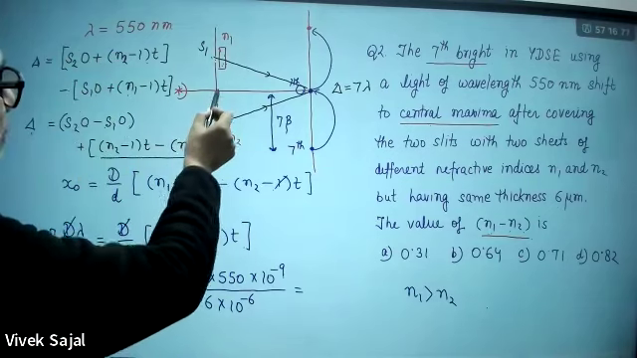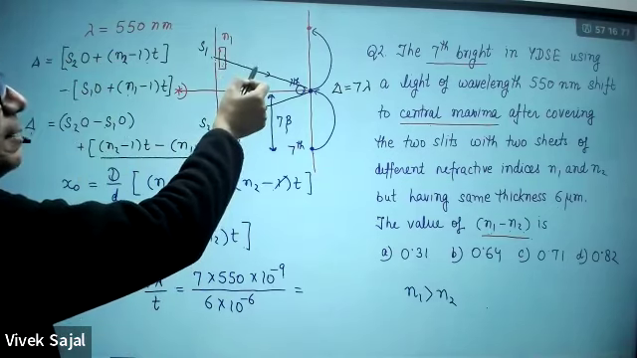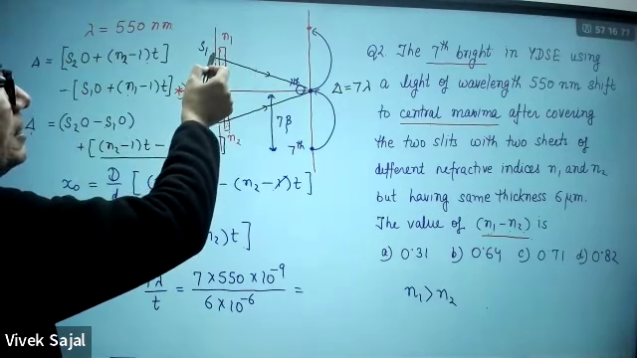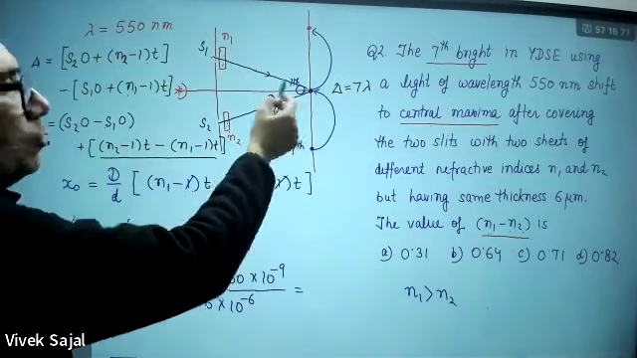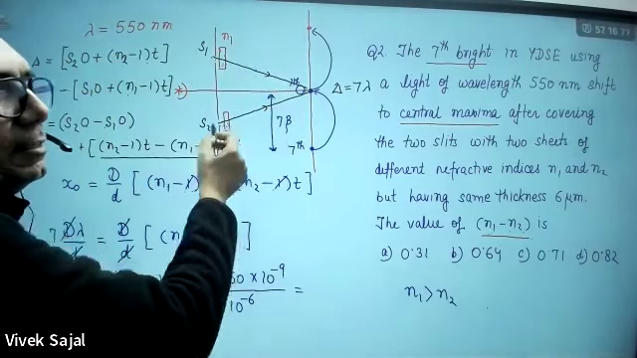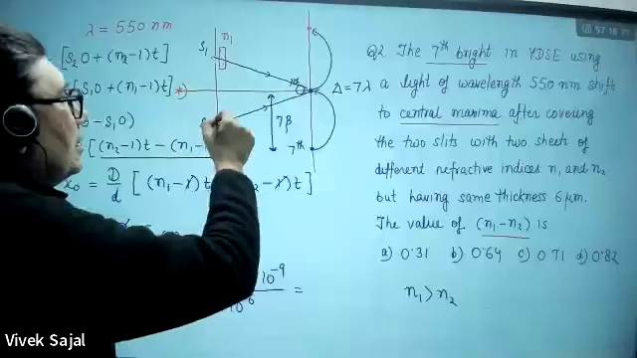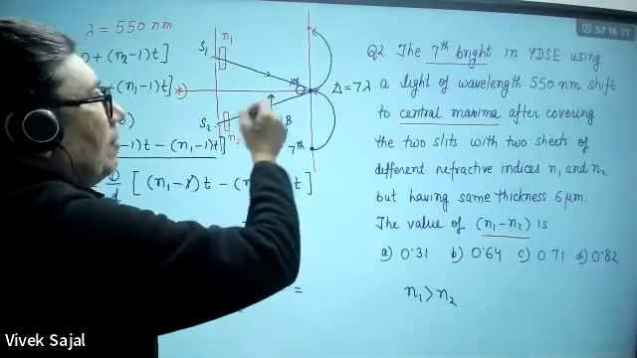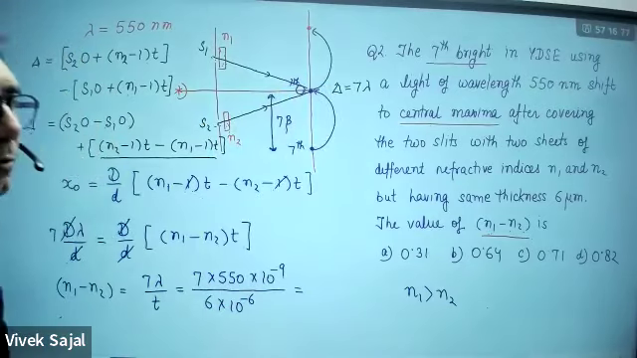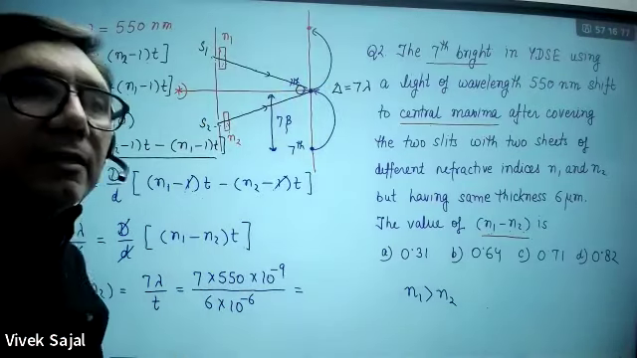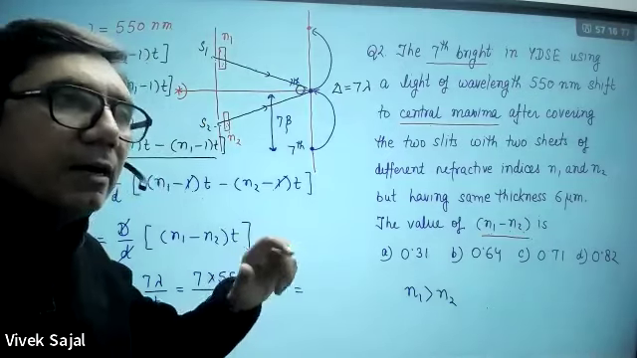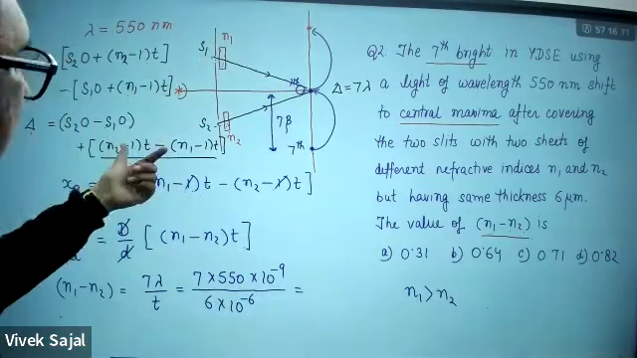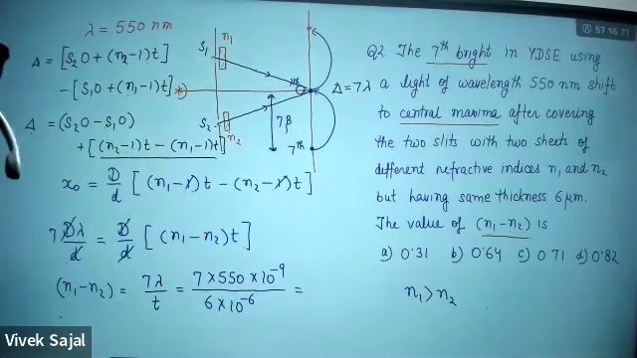So one glass plate is introducing extra path in this ray, in this wave S1 to O, and the second glass plate is introducing extra path for S2O, the wave traveling from S2 to O. So because extra path difference is introduced in the path of these two different waves, that's why this difference is here. Is it okay? Yes, sir.